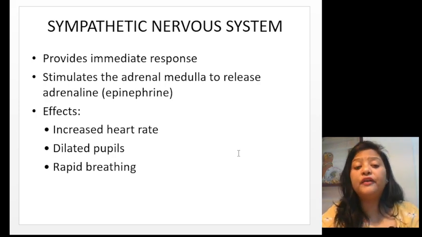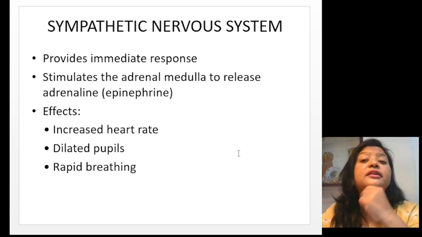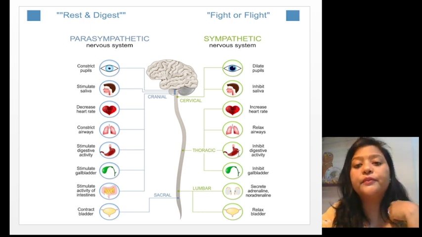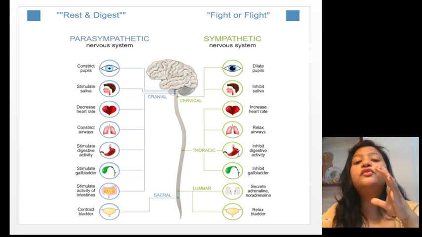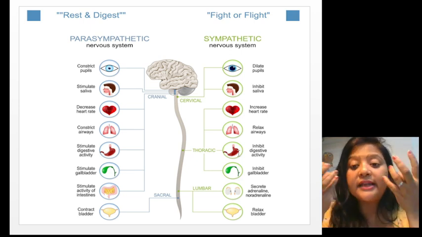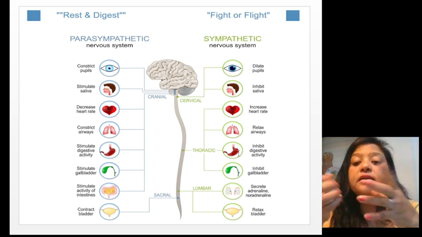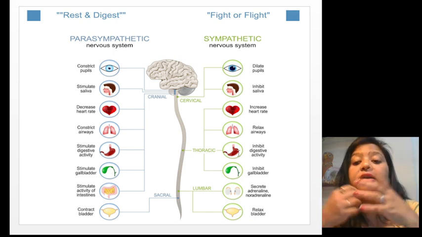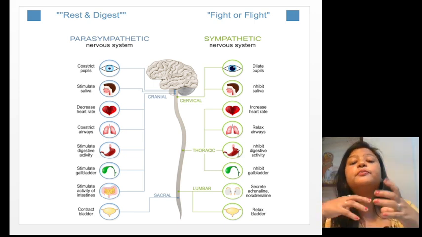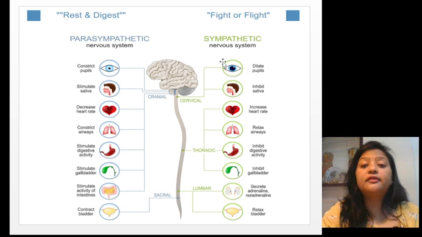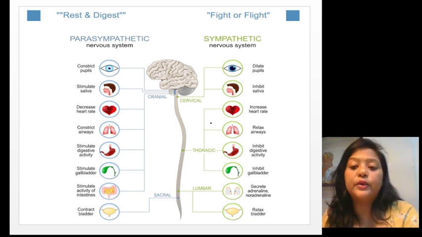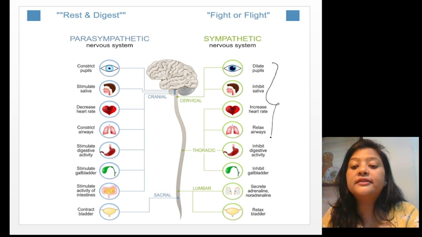What are the effects of that? Let's talk about it in detail. You can see in this slide what happens when you feel stress. Your pupils dilate, saliva formation is inhibited, heartbeat increases, and the airways relax. These are all responses to stress. It is the body's response: either it will fight, or it will take flight, or it will naturally escape and run away. These are all the things occurring in the sympathetic nervous system.